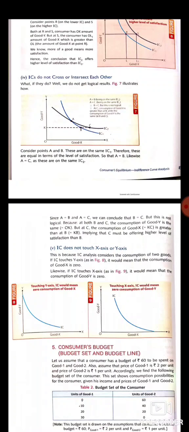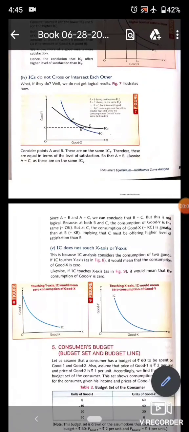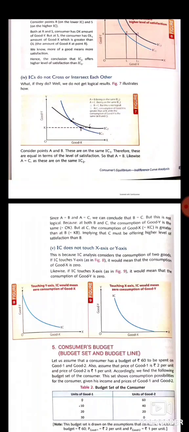So if in any situation the indifference curve touches either the x-axis or y-axis, the consumer will consume only a single commodity. Next topic is consumer budget. So what is the meaning of consumer budget? Consumer budget is the actual purchasing potential with which he or she can purchase a number of two goods, given their prices. Under consumer budget, 2 points are budget set and budget line.